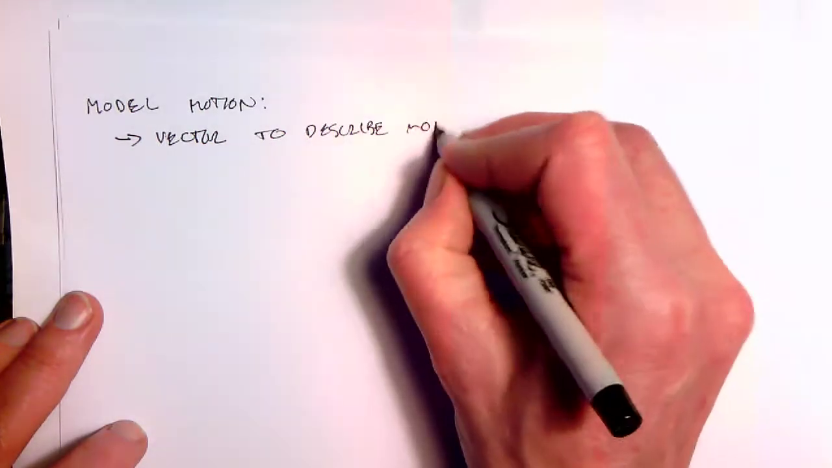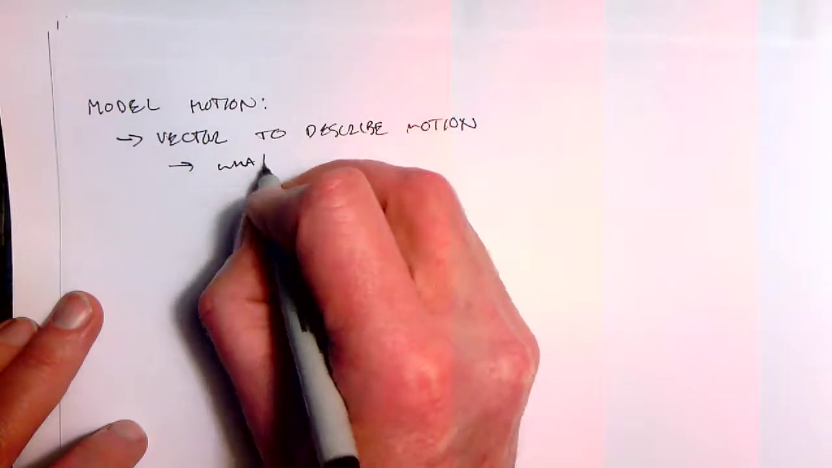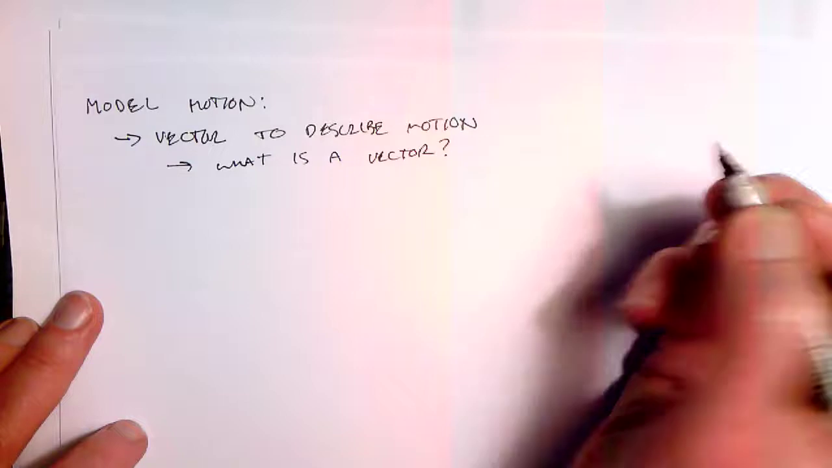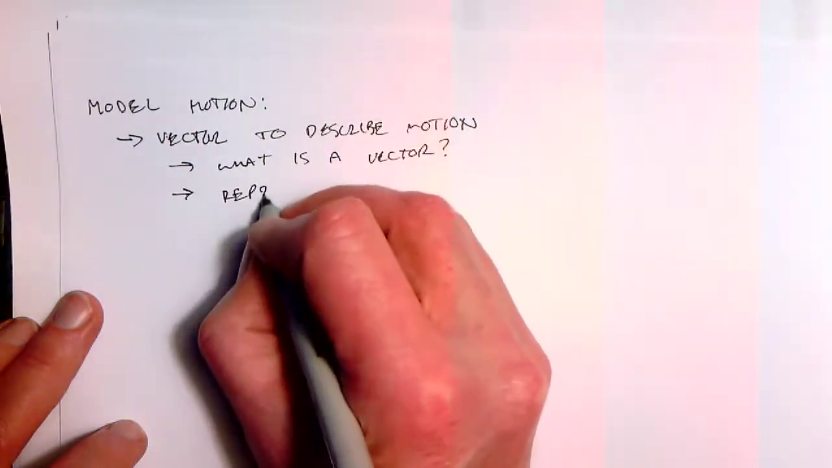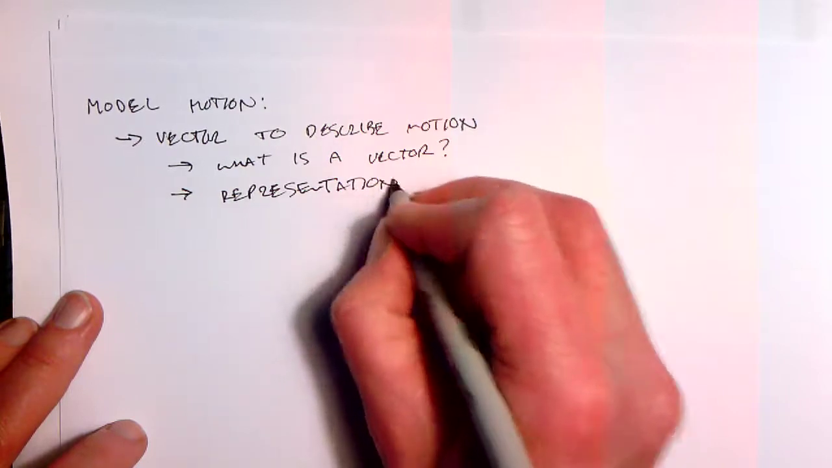So in this clip, we're going to talk about a couple of things. First question is, what is a vector? And what are the different definitions of a vector? And the second thing we'll talk about briefly is how do we represent a vector, and there are a number of different ways of doing that.